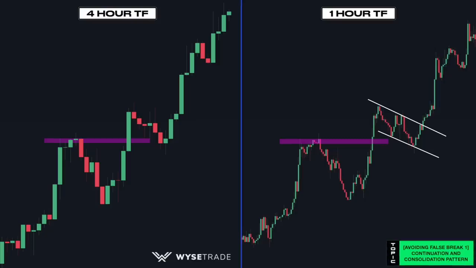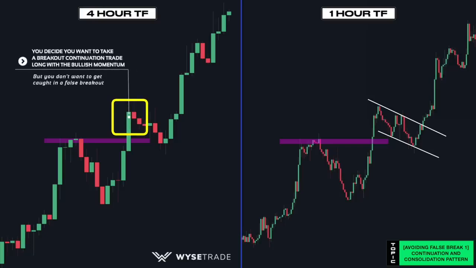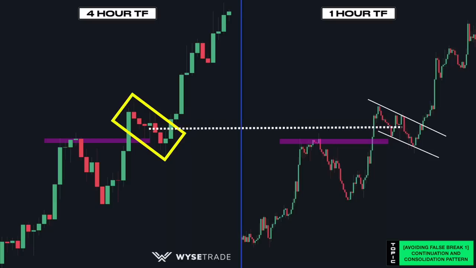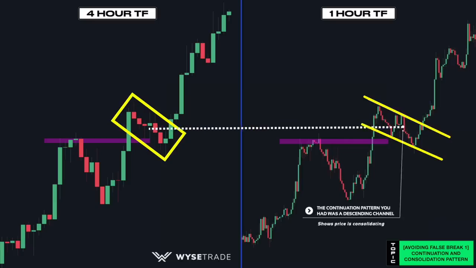So on the left is the 4-hour time frame and on the right is the 1-hour time frame of the same asset. Price breaks through the key level and you decide you want to take a continuation trade long, but you don't know if this is a real breakout or a false breakout. So what you need to do is wait for price to form a continuation pattern on the lower time frame. And the pattern you had in this case was a perfect descending channel pattern.